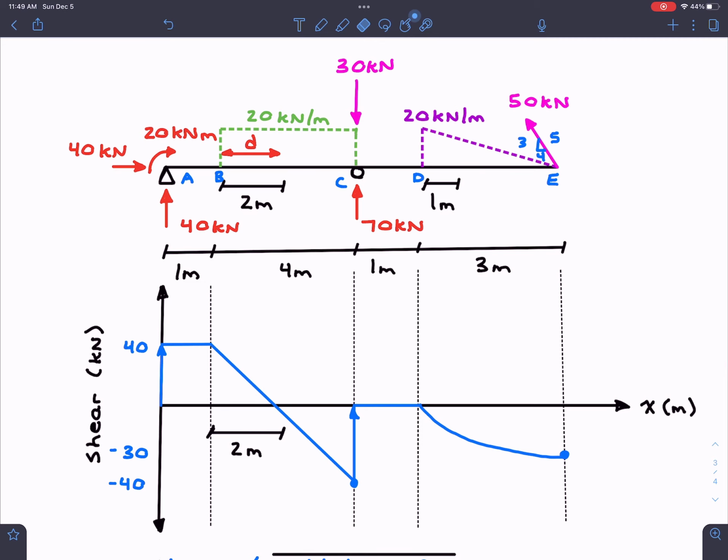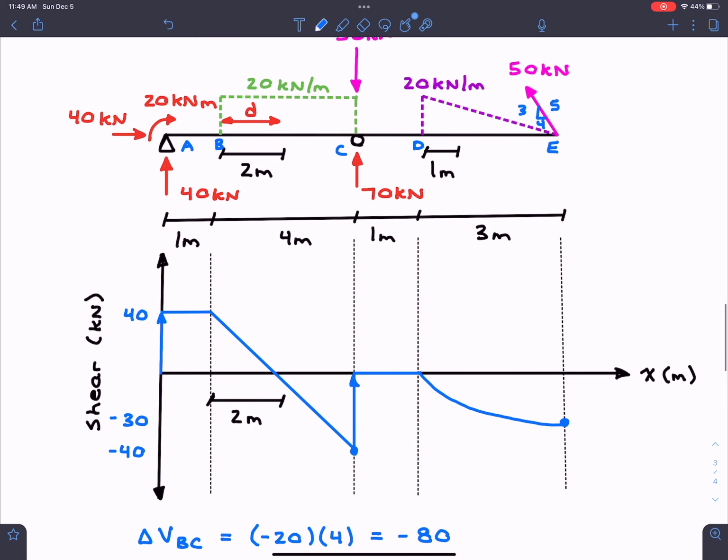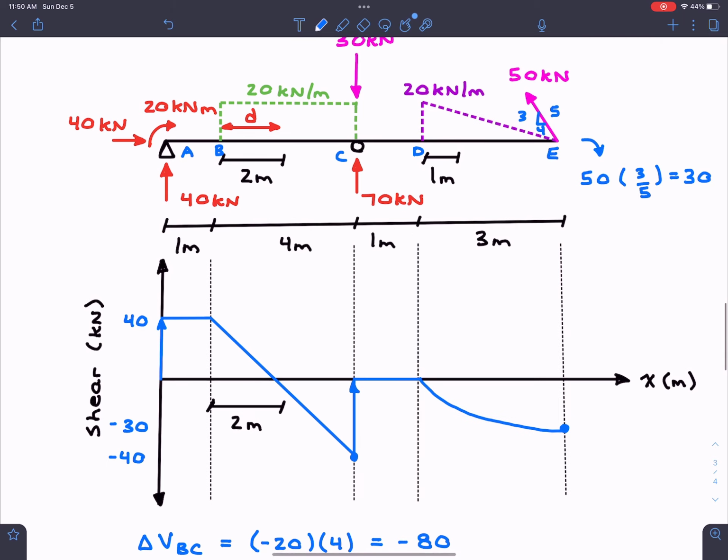Nice and easy. Now, of course, we know that our shear force diagram must end at 0. And if we were to look, we have that 50 kilonewtons there. And if we were to only consider the vertical component, so I'll just put a little arrow to the side, it's going to be 50 times 3/5, which is equal to 30. And as we can see in our shear force diagram, if we jump up by 30, we end back at 0. So this would be how we figure out our shear force diagram.